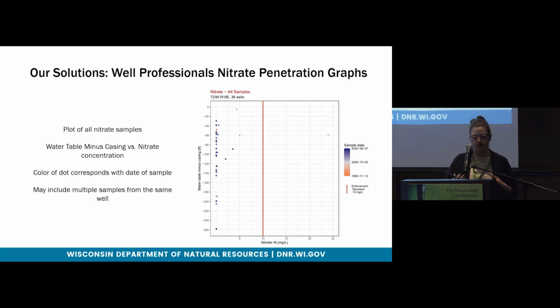Then we give them nitrate specific graphs. So that red line is the MCL for nitrate, 10 milligrams per liter. And then all those dots are different samples that have come in over time. So the coloration is based on how old that sample data is, and they can basically see where there is a drop-off in nitrate concentrations in a given area. This graph doesn't have as great of a drop-off, but oftentimes we'll see that water table minus casing, so that's how far that casing goes past static water, we'll often see a drop-off where all of a sudden we don't have any detects or extremely low detects of nitrate.